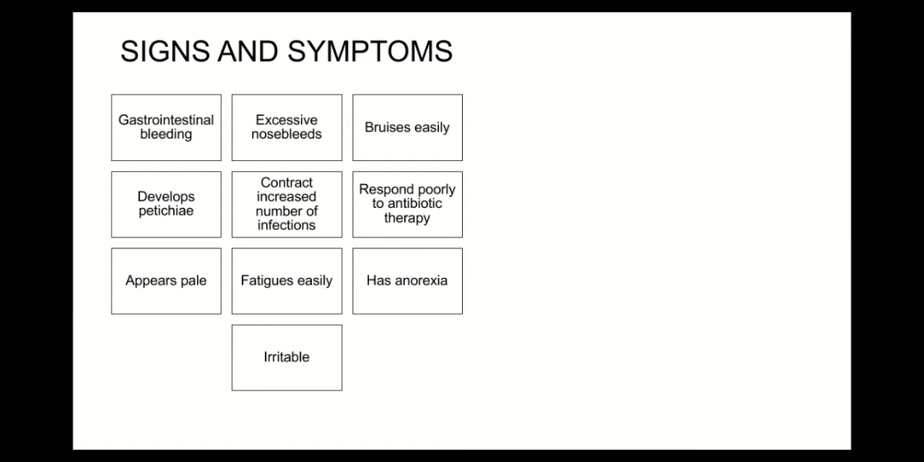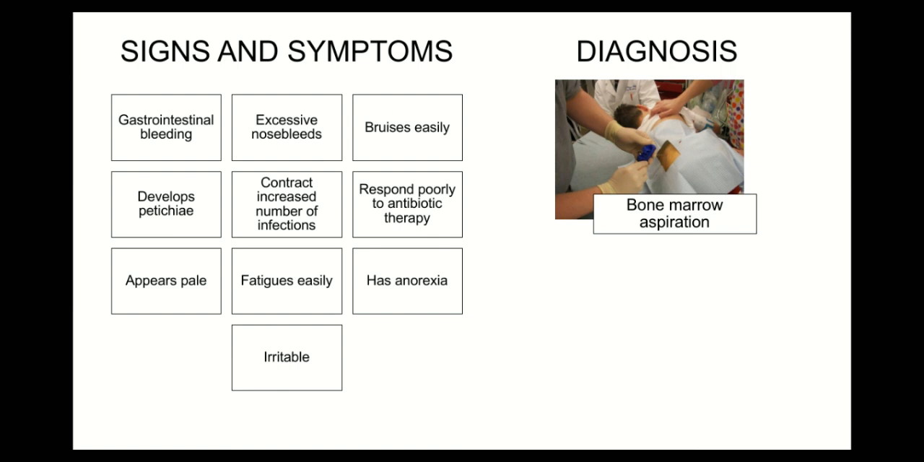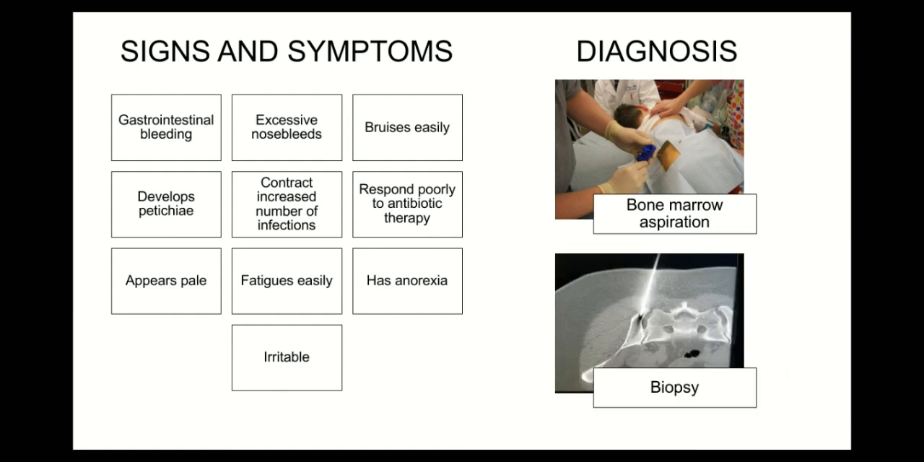Now, how are we going to diagnose a child, or how are we going to confirm that the child has aplastic anemia? So, to confirm the diagnosis of aplastic anemia, and also to rule out other hematopoietic diseases, a bone marrow aspirate and a biopsy must be performed. So, what's the significance? Why would they use bone marrow aspiration and biopsy?